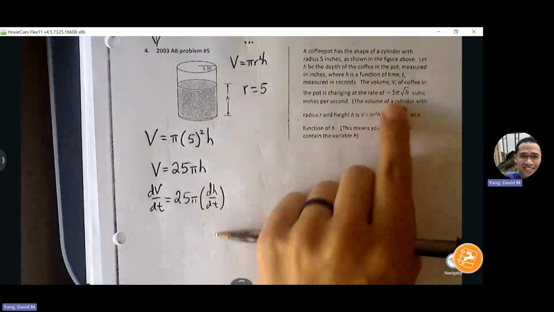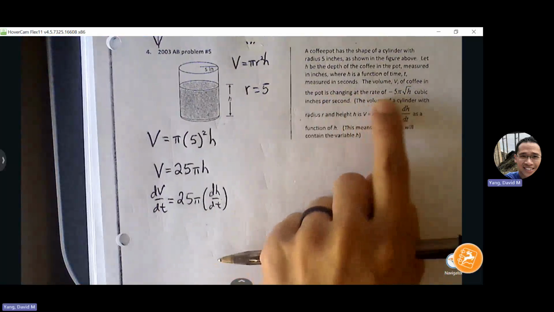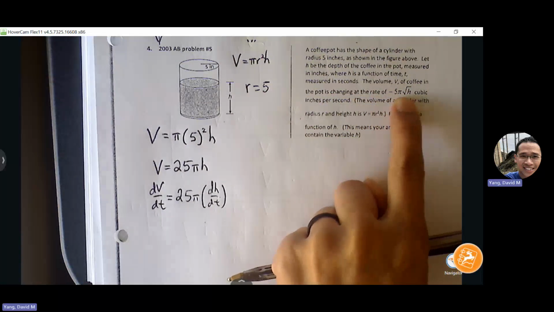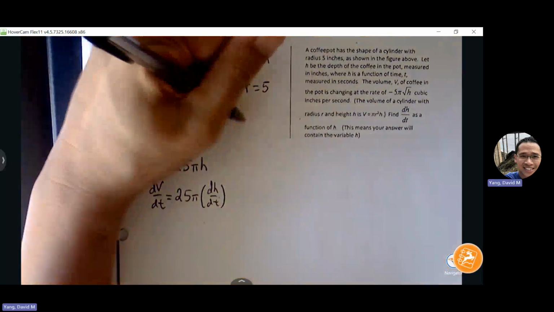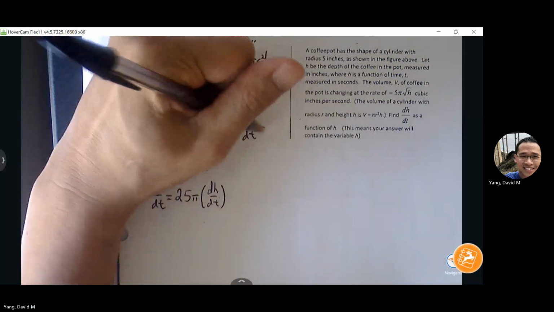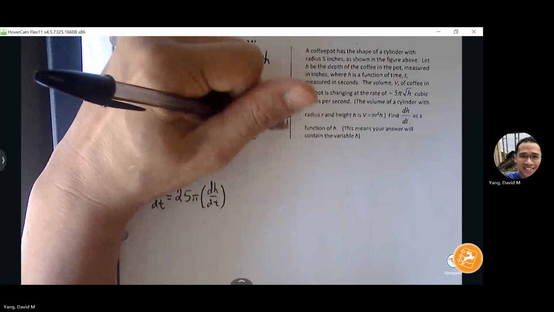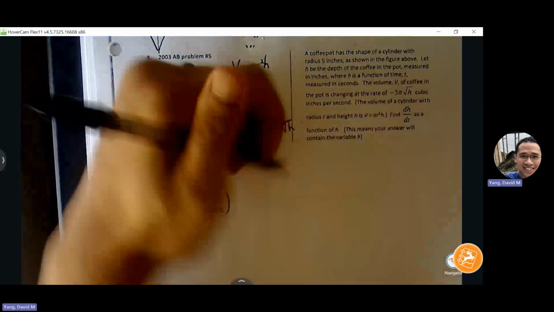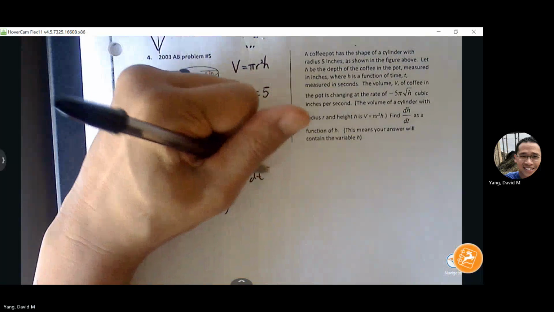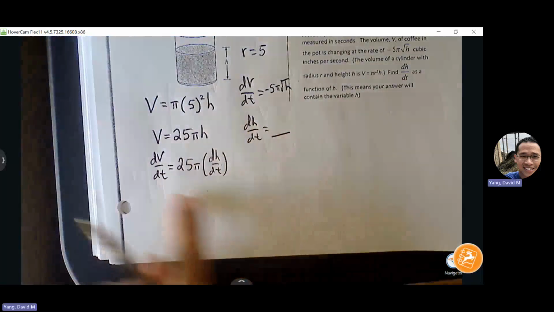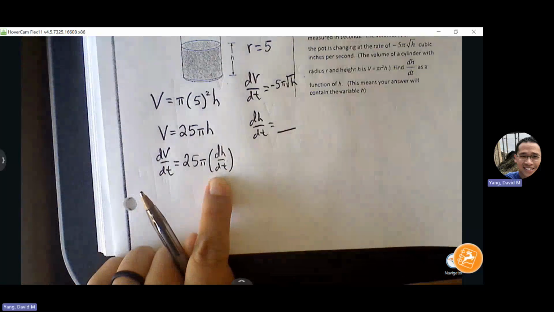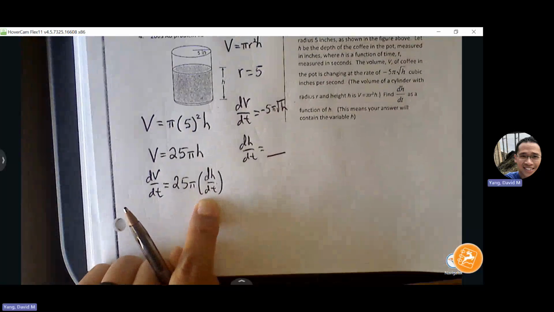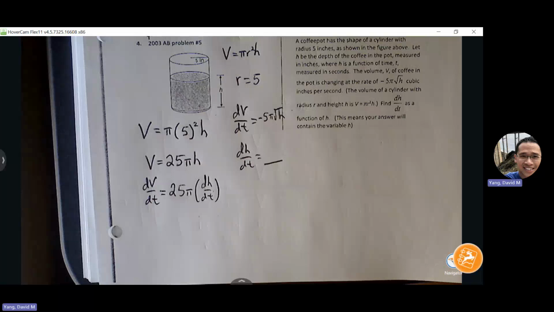Okay, so what information do we have? It says the volume is changing at a rate of -5 pi root h. What do we assign that to? dV/dt. Find dh/dt. So it's one substitution, divide, and we have our answer. I want you to recognize that cylinders are a lot easier, and not to overcomplicate it by forcing a cone problem into a cylinder.